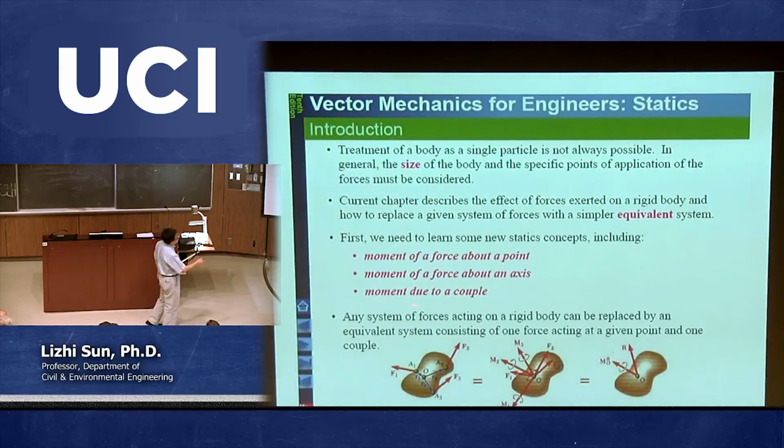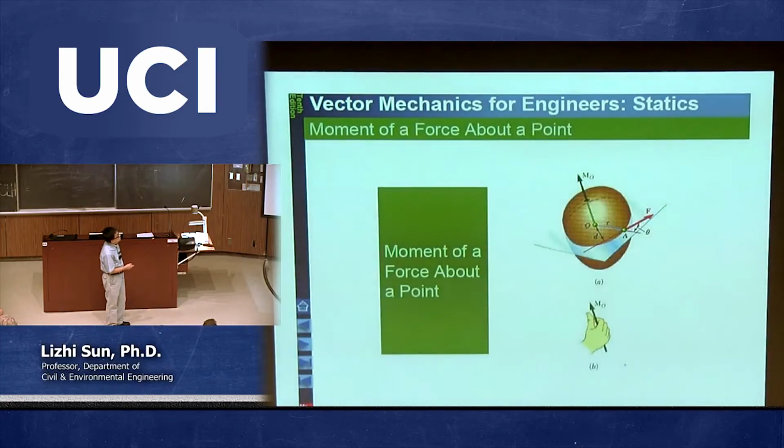The third kind of moment is called a moment due to a couple. This is not the real kind of physically existing moment. It is a virtual thing, but helping us to move forces from one point to another point. And that's why we're also talking about the third type of moment called a moment due to a couple. So let's quickly go through these three kinds of moments.